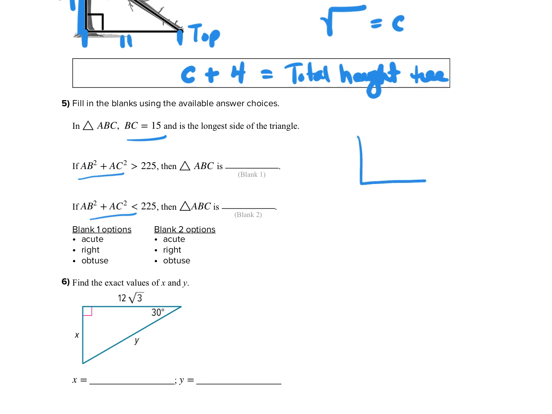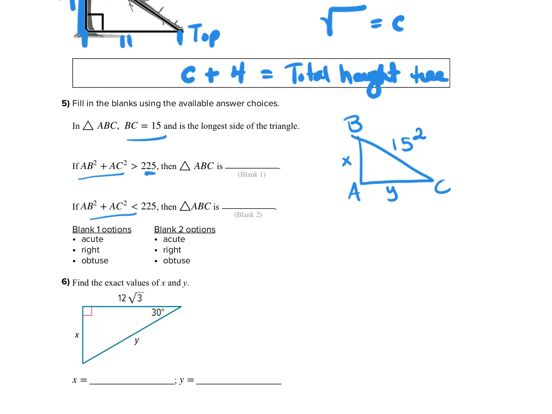Okay, and if BC is the longest side, that will act as our hypotenuse if our triangle happens to be a right triangle. Okay. So now it's asking if AB, which I'm going to label X, if AB squared plus AC squared, which I'm going to label Y, if the squares of the two legs are greater than, and as you notice, 15 squared is 225. The question is, is the triangle acute, right, or obtuse?